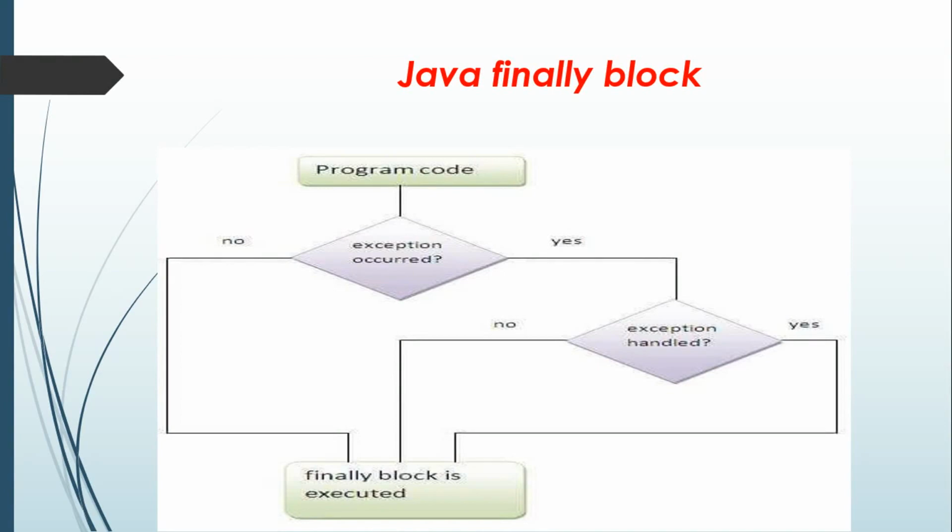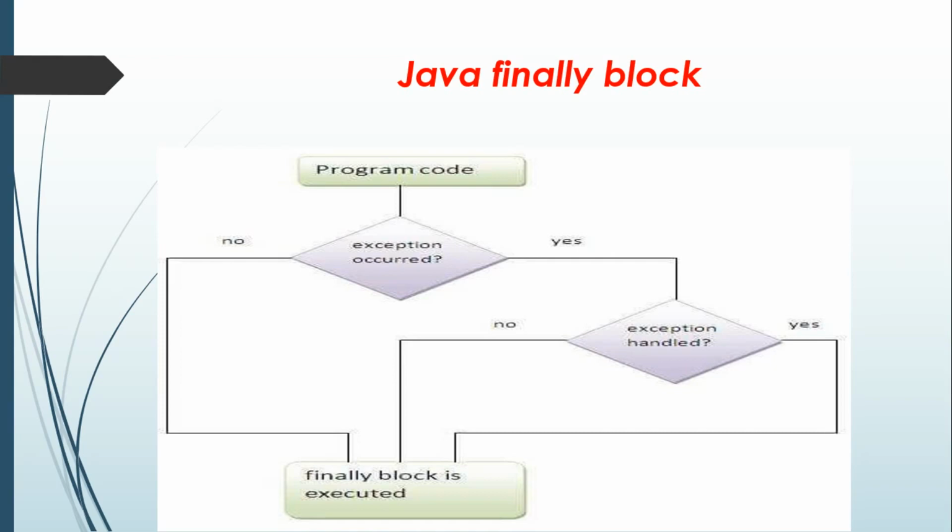First of all, in our program code, if an exception occurs and the exception is handled, then yes, the finally block is executed. If the exception is not handled, then also the finally block is executed. And if the exception does not occur, then also the finally block is executed.